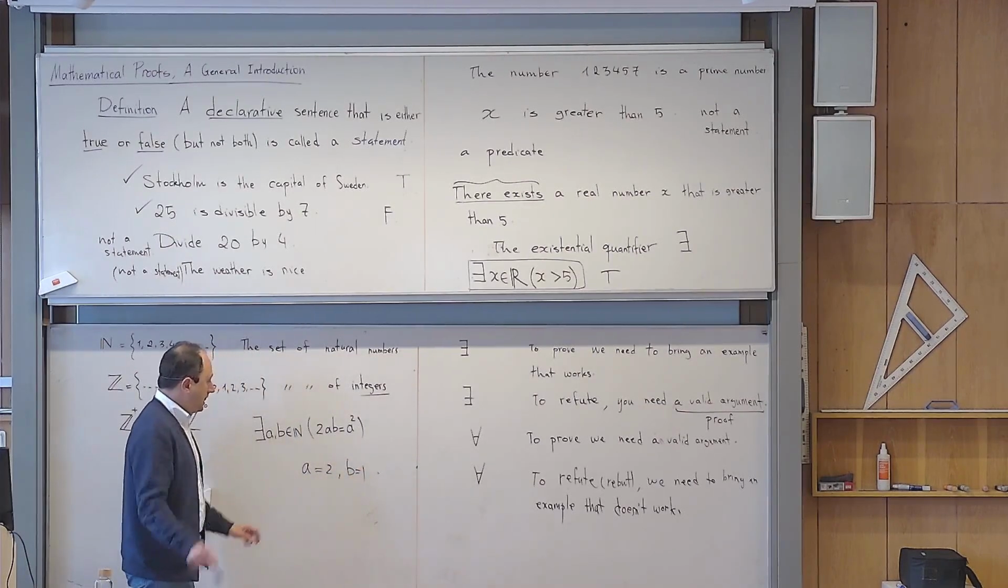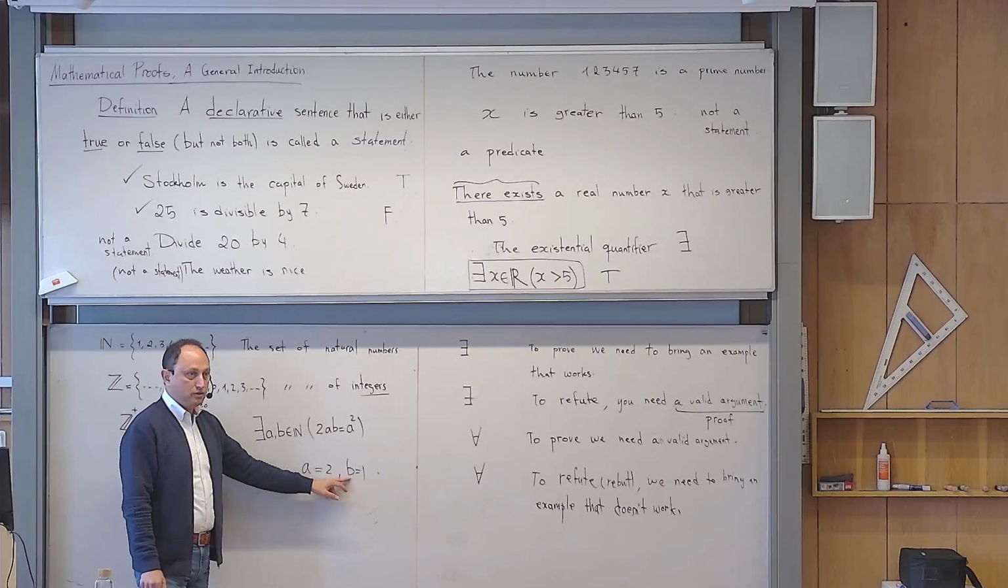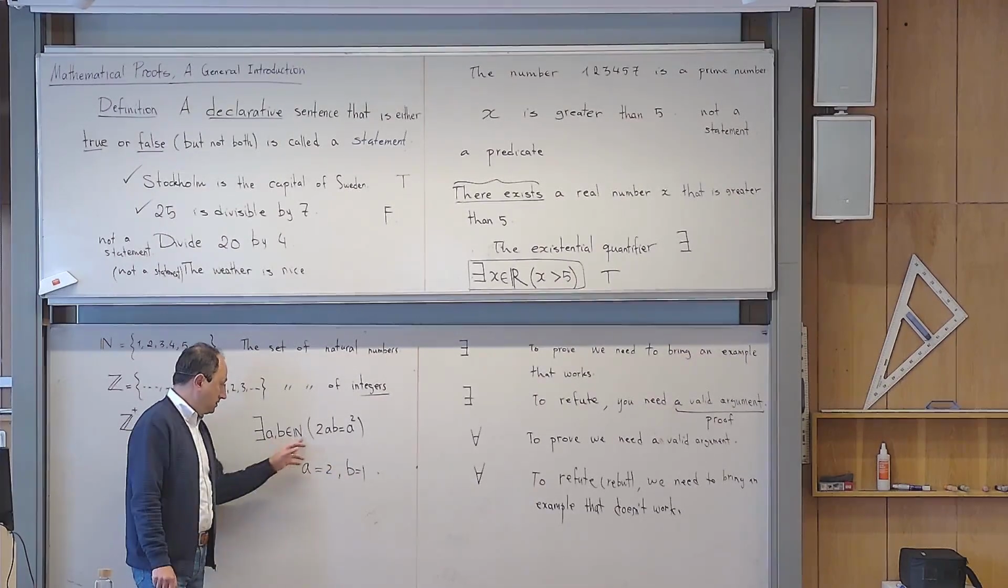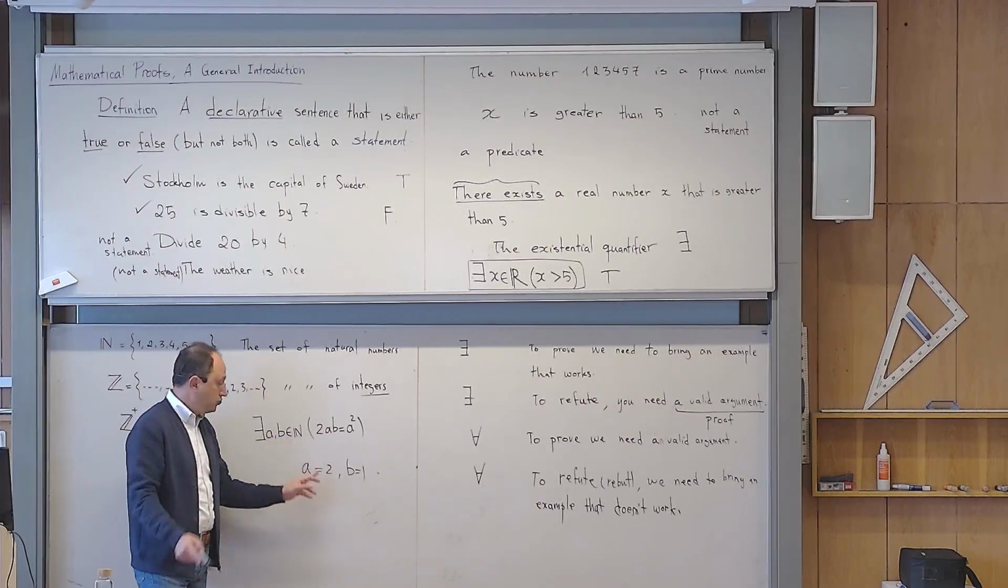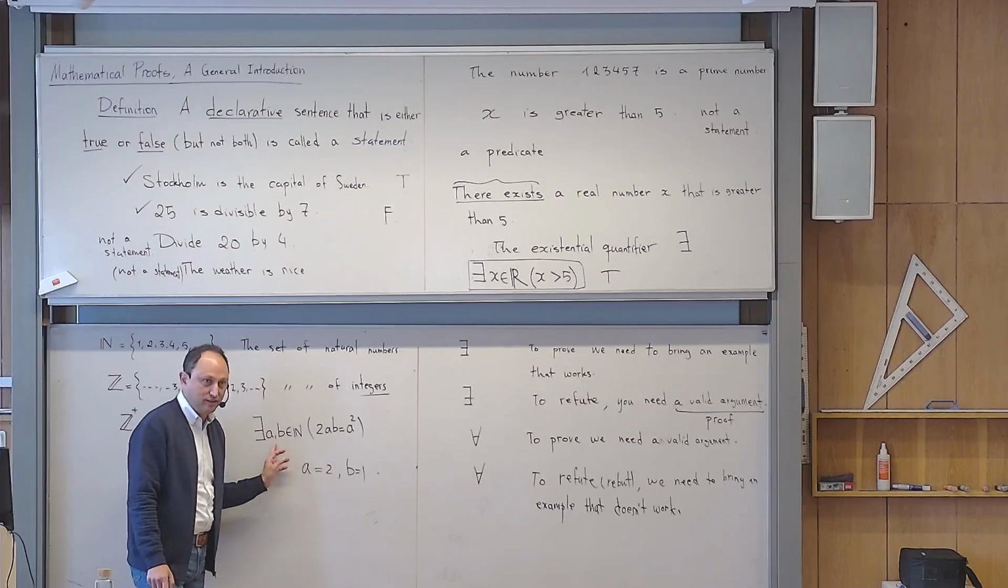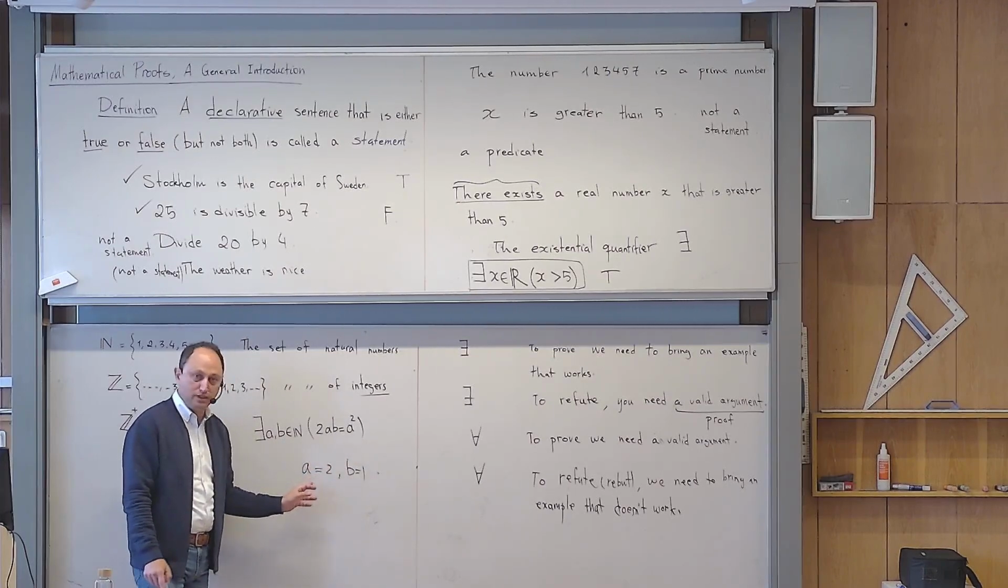Okay. Is he allowed to choose these two numbers? Yes or no? Why? They're natural, because this is the assumption. The numbers should come from the set of natural numbers. So what he is choosing at least is valid. But let us see what happens in the future.